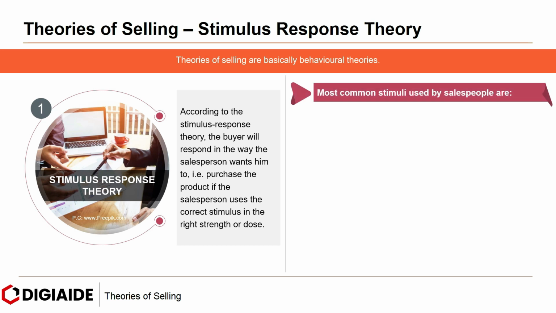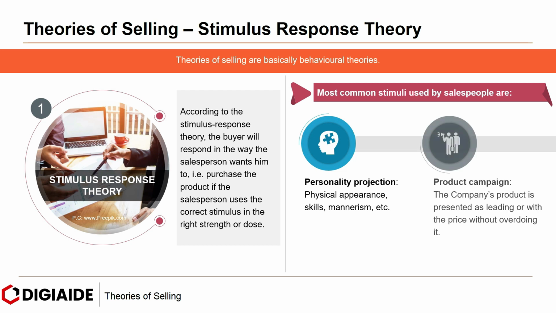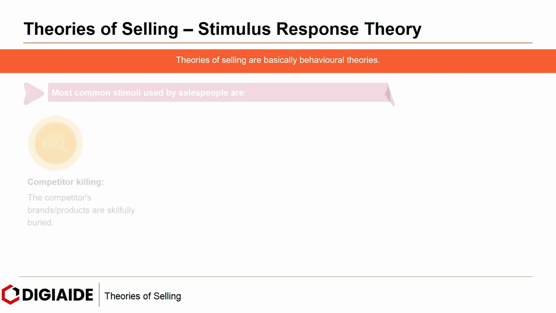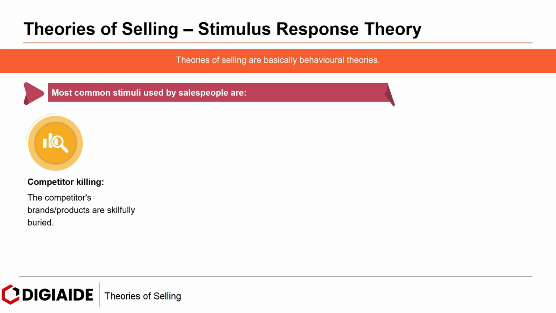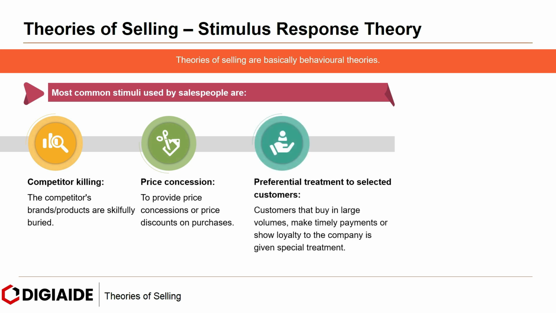Most common stimuli used by salespeople are: first, personality projection, as in the physical appearance of the salesperson, the skills, mannerisms, etc. Next, the product campaign. The company's product is presented as leading or with the price without overdoing it. Third stimuli, competitor killing. The competitor's brands and products are skillfully buried by the salesperson. Fourth, price concession, to provide price concession or price discounts on purchases. And fifth, preferential treatment to selected customers. Customers that buy in large volumes, make timely payments, or show loyalty to the company are given special treatment.